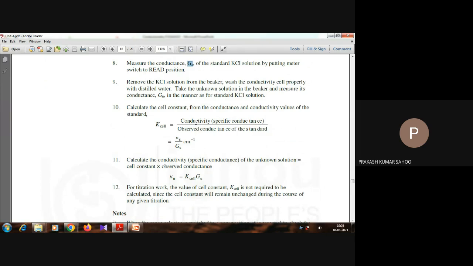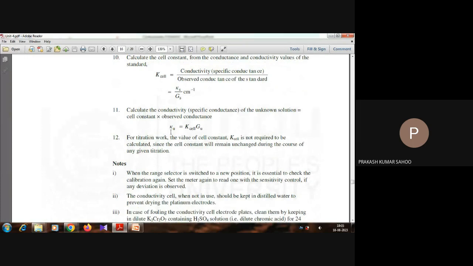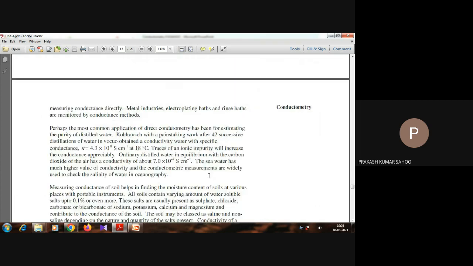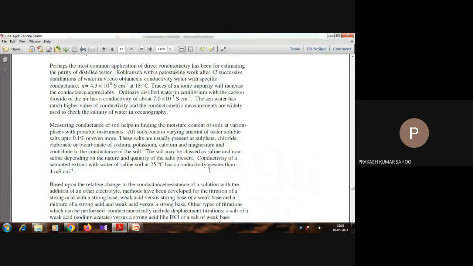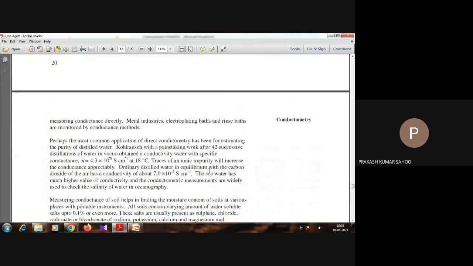Then K cell will be the conductivity of the standard divided by the observed conductance, that is Ks by Gs. So K of the unknown sample is equal to K cell into Gu, that is the conductance of the unknown sample. By multiplying K cell and Gu, you will get the specific conductivity of the unknown sample. So these are the applications of your conductivity cell, that it can do conductivity measurement.